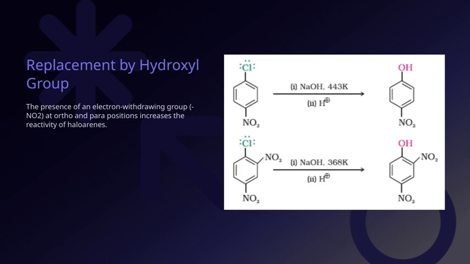attack. Now, moving on to the replacement by a hydroxyl group. This process involves substituting the halogen atom with a hydroxyl group, OH. Understanding how these groups influence reactivity helps us predict and control such substitution reactions. So, in summary, the key takeaway here is that electron-withdrawing groups like NO2 at specific positions can significantly enhance the reactivity of haloarenes, making them more reactive targets for further functionalization, such as replacing halogens with hydroxyl groups. This concept ties into the broader theme of how substituents influence aromatic reactivity and substitution patterns.